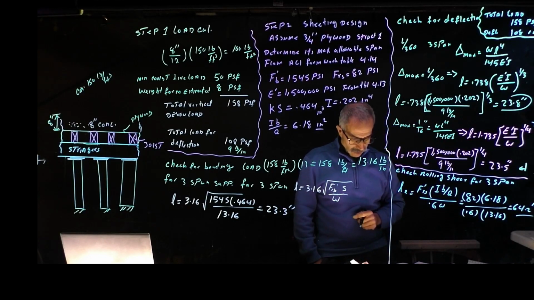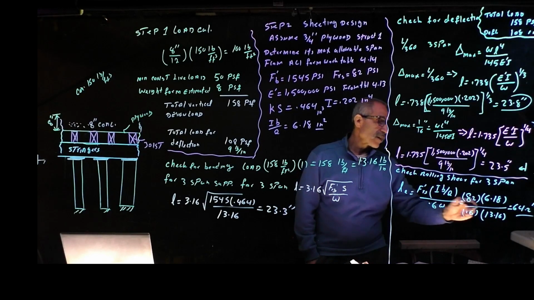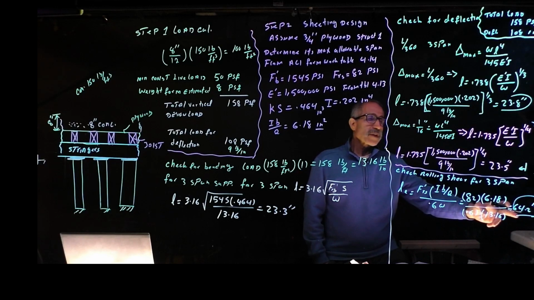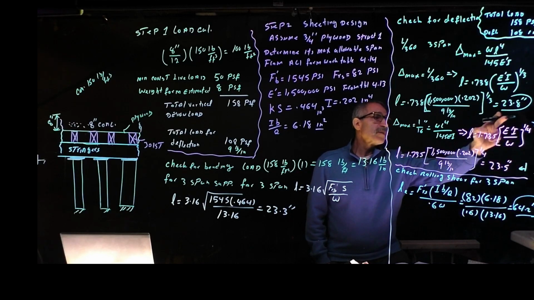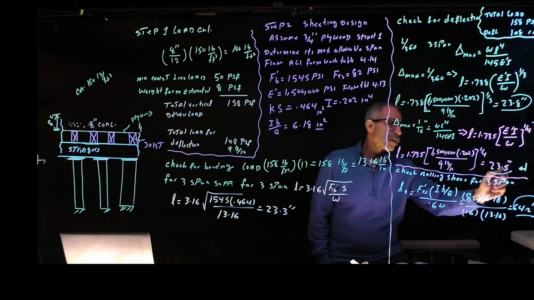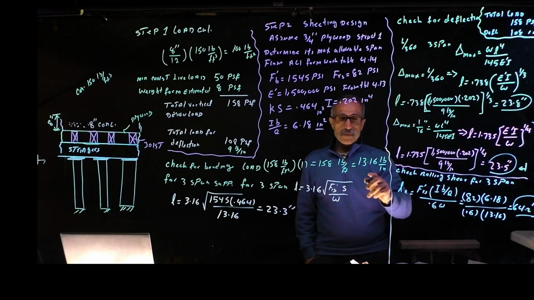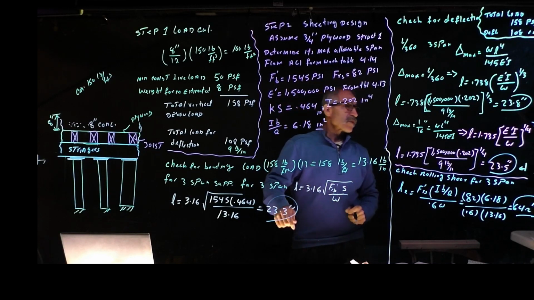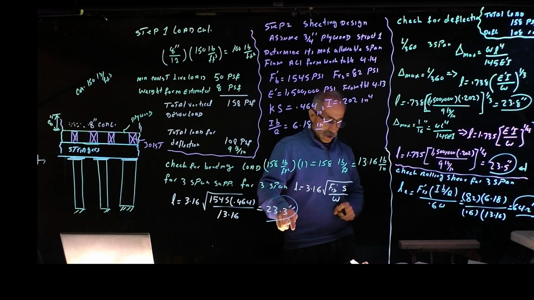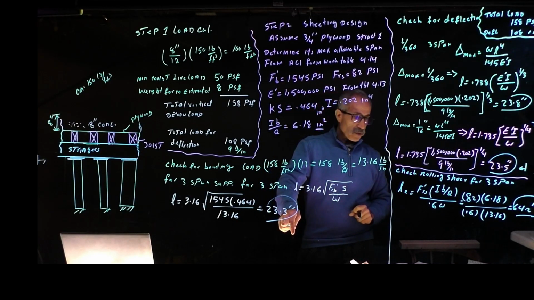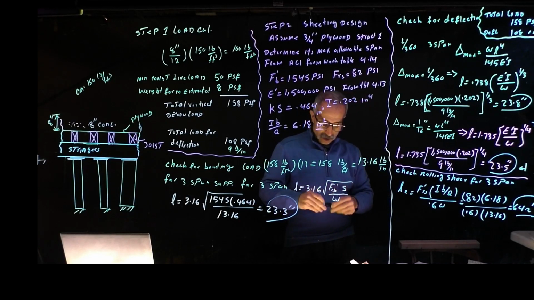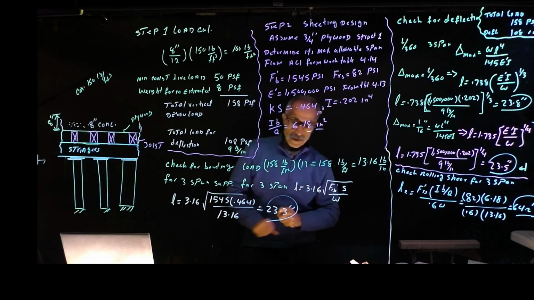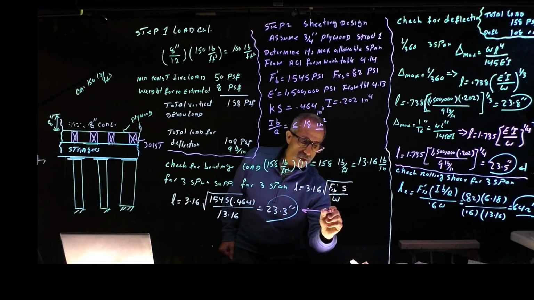Okay, so for a 3-span, we did all the checks. We got 64. For deflection, we got 23.8. We had 23.5, that's another one. And the next one, for bending, was 23.3 inches. So which one controls? Right here, 23.3 inches will control. Let me use a different color here for good luck. This right here controls.